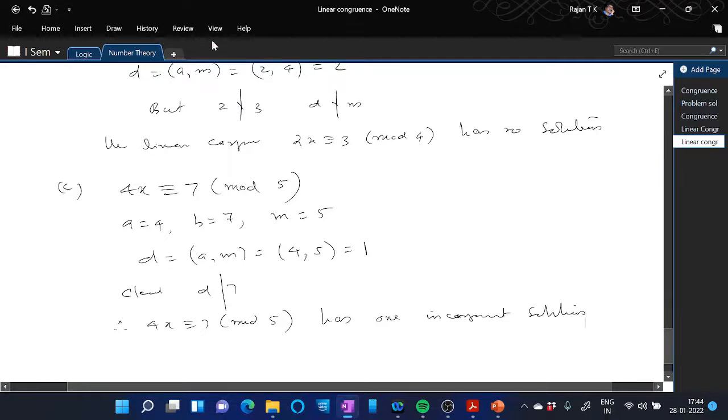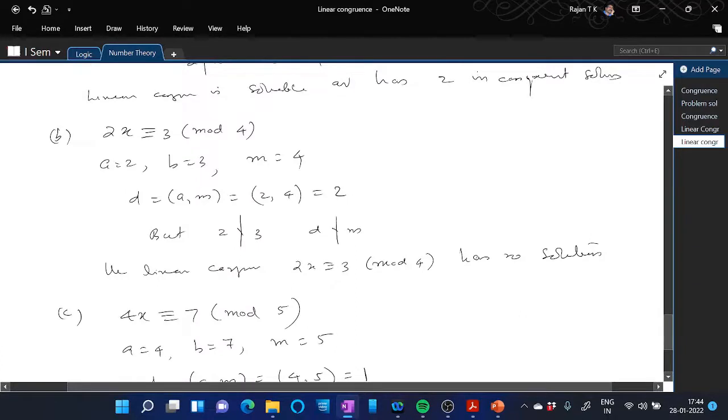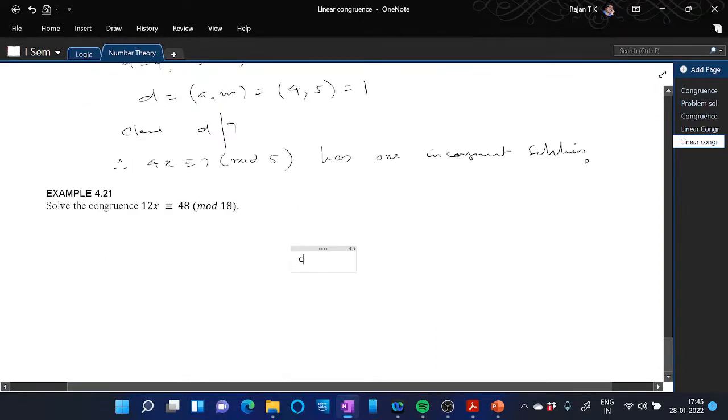So in this problem we are not finding what the solution is, we just find whether it has a solution, and if so, how many solutions it has. Now let us take a problem of finding solutions to a linear congruence. The problem is: solve the congruence 12x ≡ 48 mod 18.